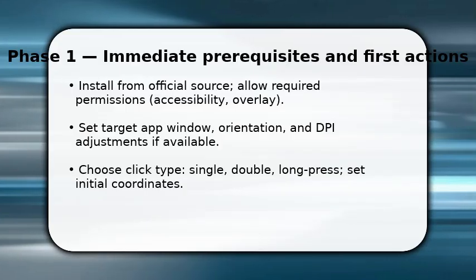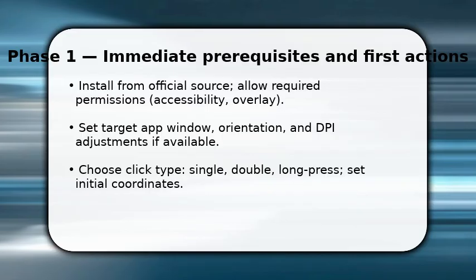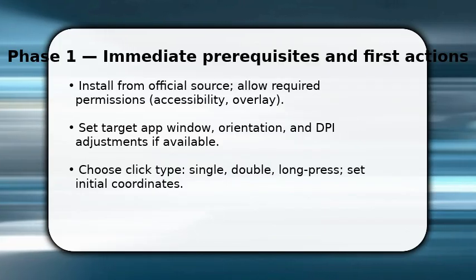You start by installing and granting permissions. This lets the auto clicker simulate touches reliably. Open the Target app, then launch the auto clicker and choose overlay or floating mode so controls are visible. Once done, select the click type, single, double, or long press, and tap to capture the first coordinate.